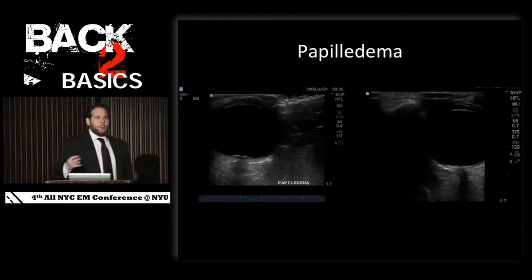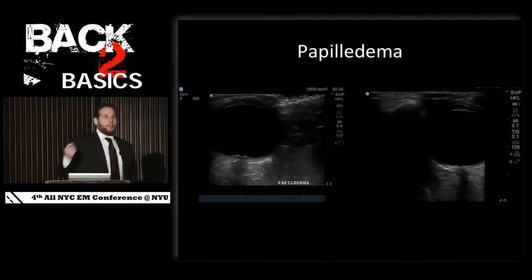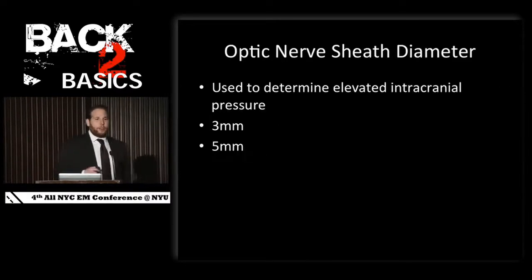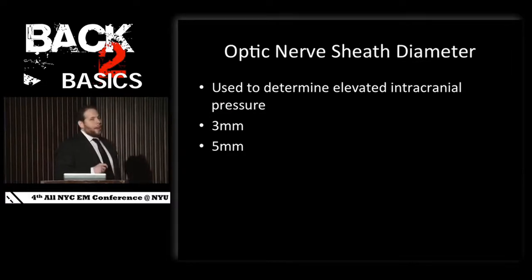But it's one of the other uses of ultrasound, other than papilledema, when you're thinking about elevated intracranial pressure. It takes time for papilledema to kind of come into view over time, right? So if you think about the more acute setting of intracranial pressure, that's where we talk about optic nerve sheath diameter.